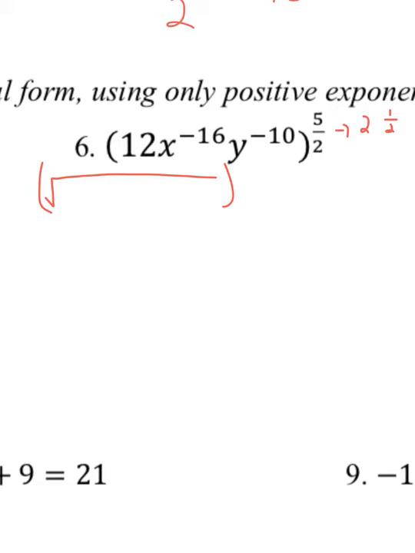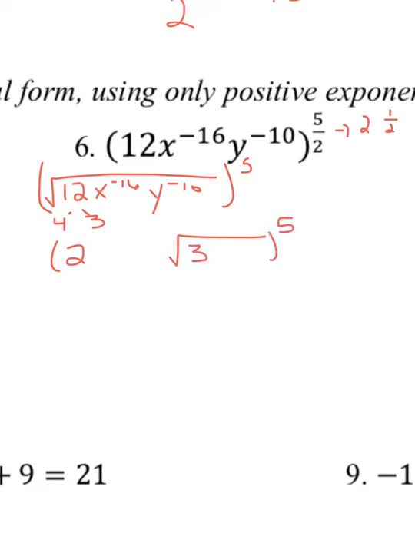So this would be 12, x to the negative 16th, y to the negative 10th, raised to the 5th power. Again, the rule is power over root. So then for the square root of this, the square root of 12 is 4 times 3, so that'll be 2 square root 3. Again, whenever we're done, we're going to raise everything to the 5th power. And then this 2 goes into negative 16 negative 8 times. It goes into negative 10 negative 5 times. And then I raise everything to the 5th power.